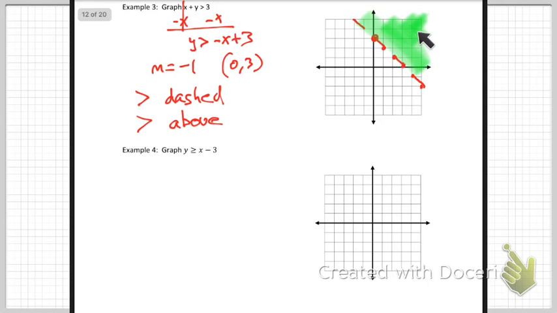So for an example, if I graphed 5, 5, boom, here, that's a solution. If I plug 5, 5 in, 5 is greater than or equal to negative 5 plus 3. Yeah, that's true. Okay, if we plug in 0, 0, that's not true. It is not in the shaded area. I would get 0 is greater than or equal to 3. That's not true. So this is not a solution. Anything in the non-shaded area is not a solution.